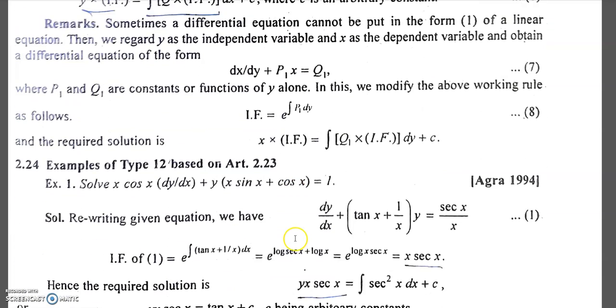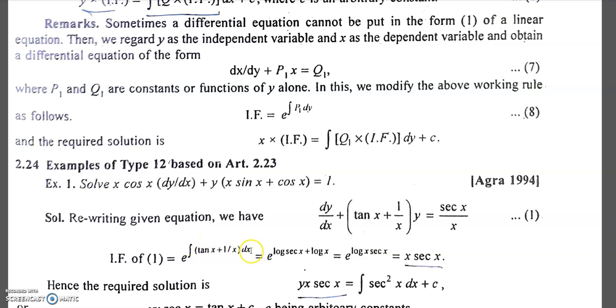Okay, suppose this is given to you. You first convert it into dy/dx plus p of x into y equal to q of x. So what is p x? tan x plus 1 by x. Now what will be the integrating factor of 1? e power integration p x dx.